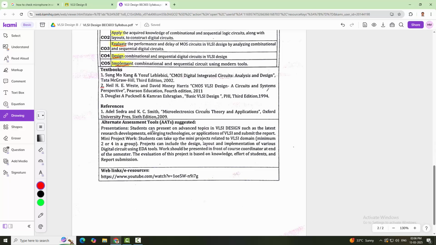Students can also go through the alternate assessment methods that we are going to use during the course. We'll discuss this in the upcoming classes. For web material, students can also refer to this link, where a huge number of NPTEL videos are available on YouTube for additional information related to this course. With this, we end the introductory topic. In the next class, we'll start with MOSFET theory and the history of the transistor and integrated circuits. Thank you all.